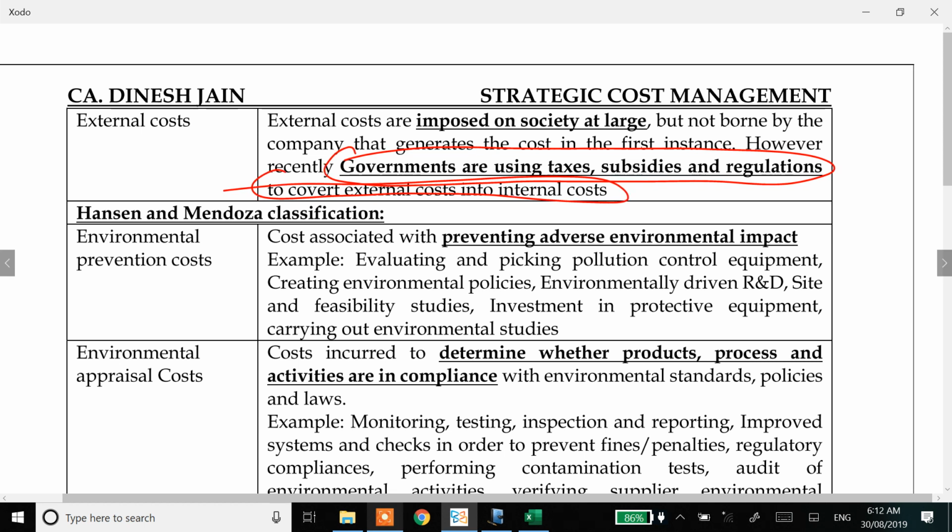If you are polluting the environment, be ready to pay extra taxes. If you are taking care of the environment, government may give some subsidies also. So somewhere my external cost can get converted into internal cost if government wishes to. That's what they did with that effluent treatment introduction.